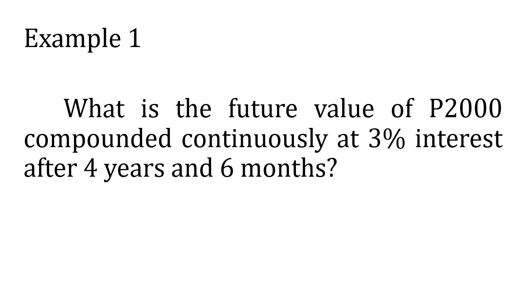For example, what is the future value of 2,000 pesos compounded continuously at 3% interest after 4 years and 6 months? So future value, so we'll be solving for A. 2,000 pesos is obviously the P, compounded continuously. So when you say compounded continuously, there's no M. You will not be using the first formula that was presented earlier. You will be using the second formula, A equals P e raised to rt. So at 3% interest after 4 years and 6 months.